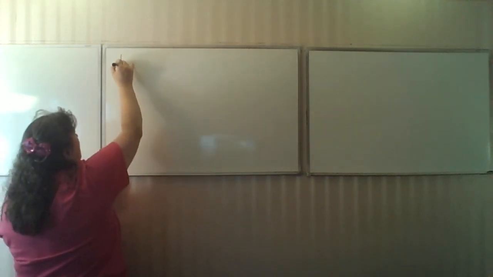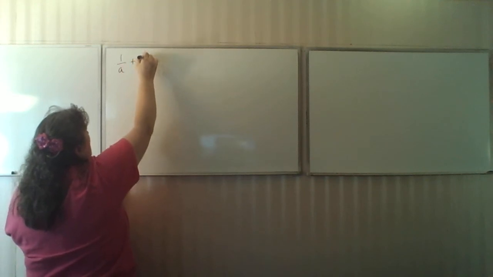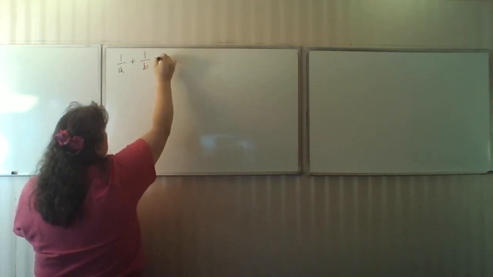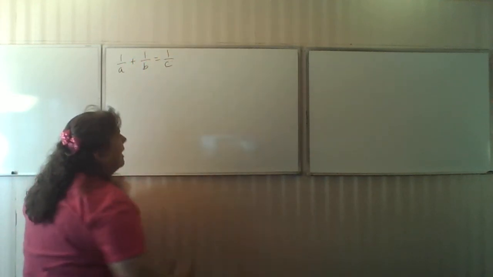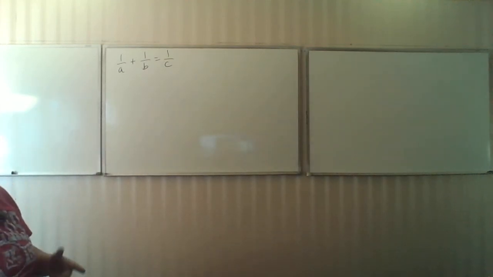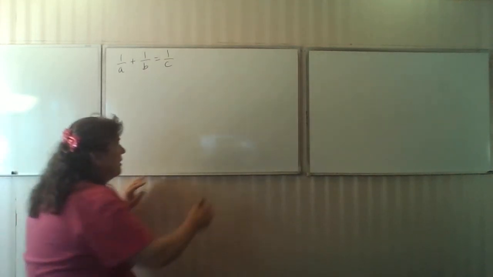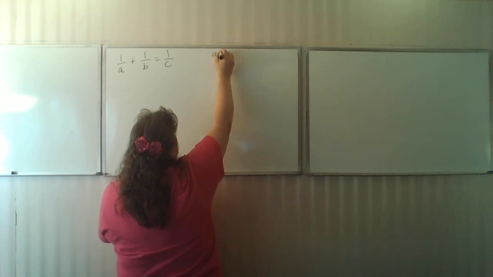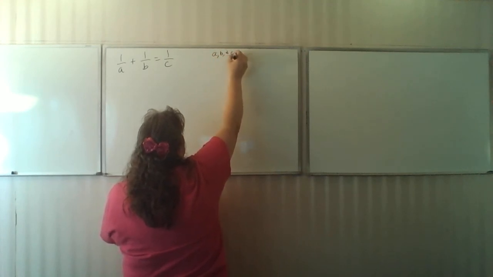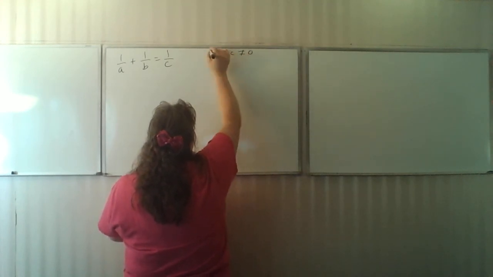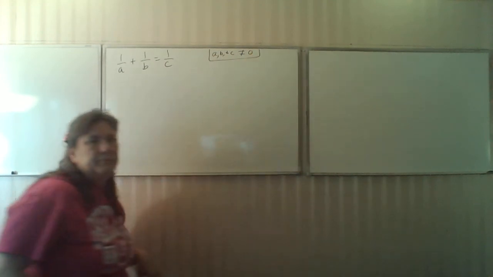And it's all letters, so we have a 1 over A plus a 1 over B equal to a 1 over C. A, B, and C are real numbers and cannot equal 0. So we're going to write that down. A, B, and C cannot equal 0. So there's my restricted value.